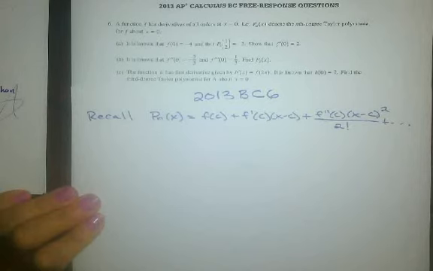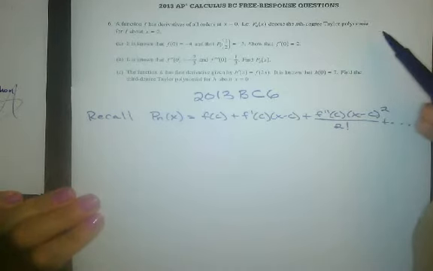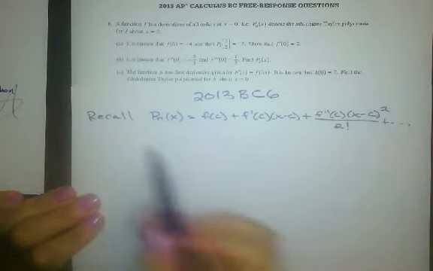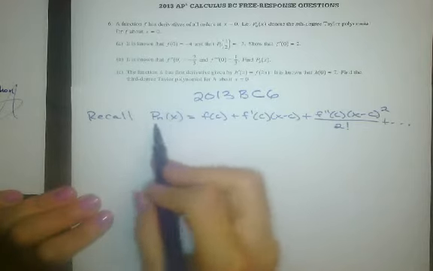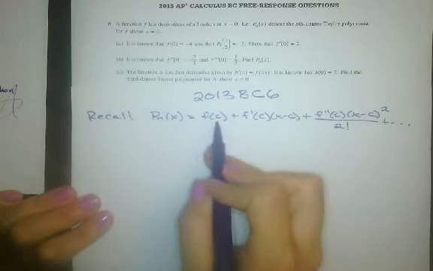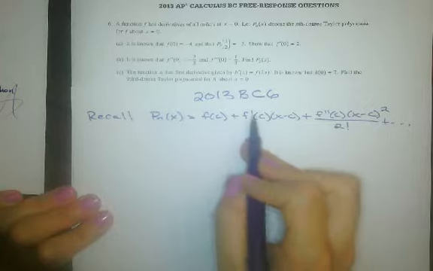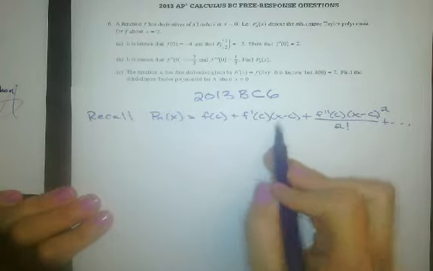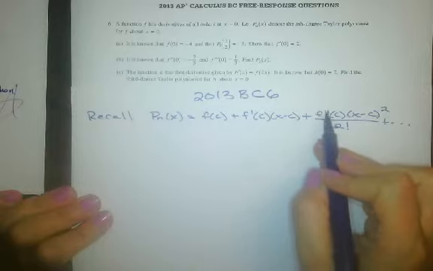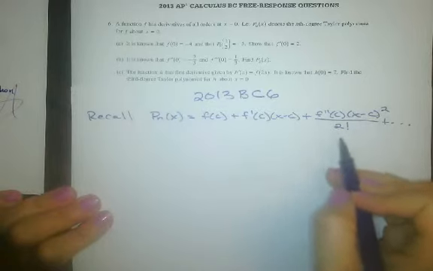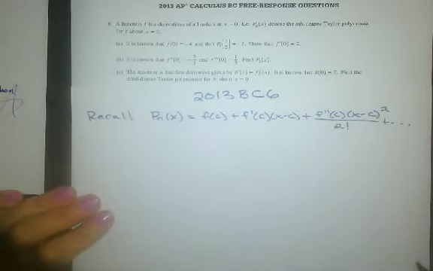Okay, so we have the 2013 BC question number 6. So it is going to be a Taylor polynomial. The first thing I would probably do is recall the general formula. We know that a polynomial of degree n has f of c, where c is where it is centered, plus the derivative at c, which is the linear term, and then the quadratic term comes from the second derivative at c over 2 factorial, and that pattern continues.